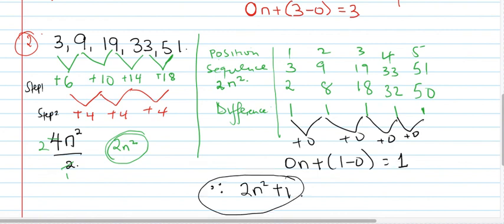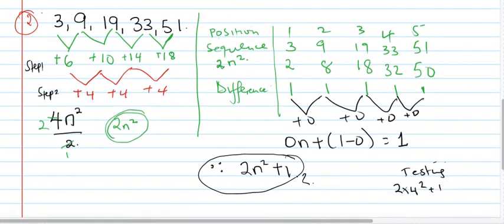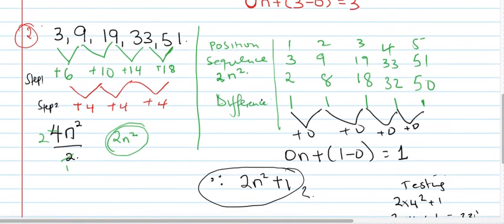We can test it. I want to get the fourth term, 33. So let's see. 2 times 4 squared plus 1. So you realize that we get 2 times 16 plus 1, which is 33. Okay, so I hope the quadratic sequences are going to be very easy for you from now on.